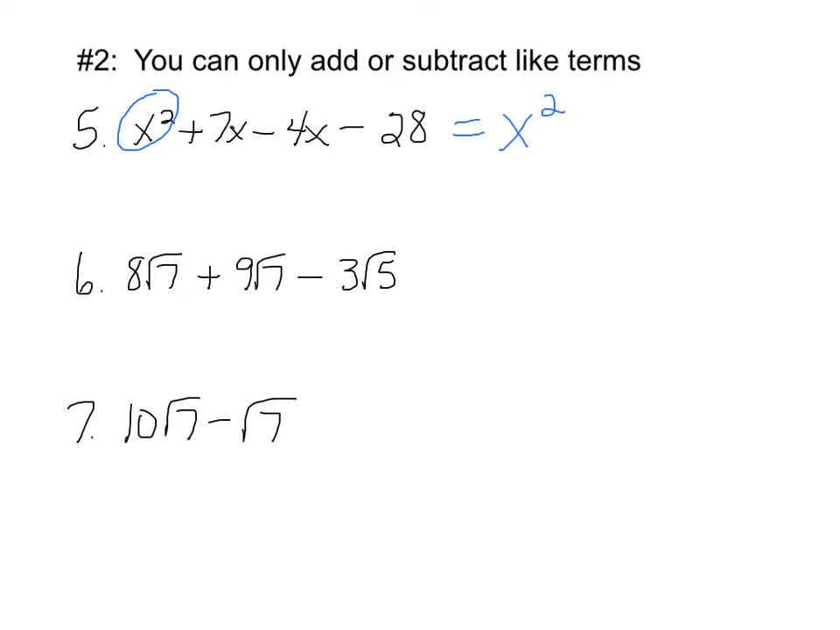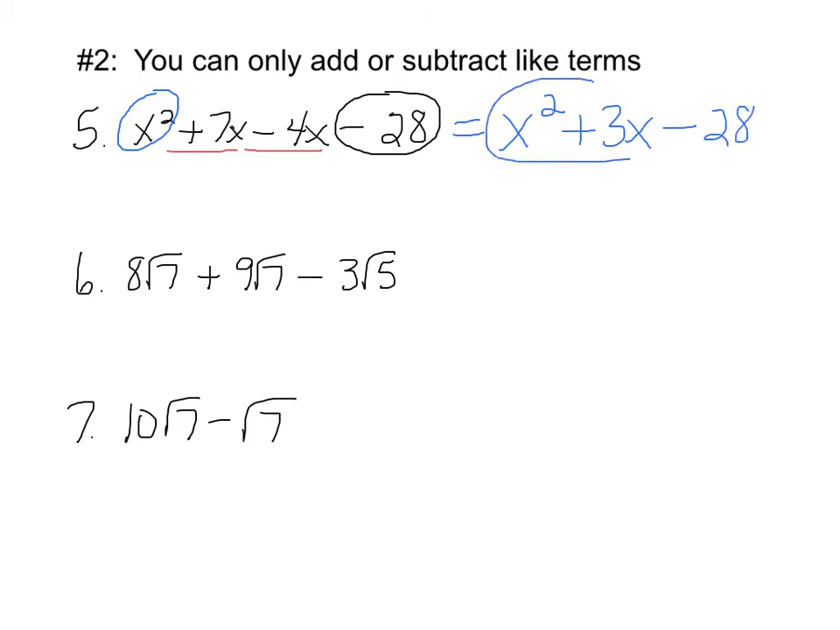I see that I have a positive 7x and a negative 4x. Those two things have opposite signs, so I need to subtract them, and I get a positive 3x, because 7x was the bigger term. And then I notice that I have a minus 28 here at the end. I don't have any other number to combine it with, so I'm just going to put it at the end, minus 28. So I simplified it to x squared plus 3x minus 28.